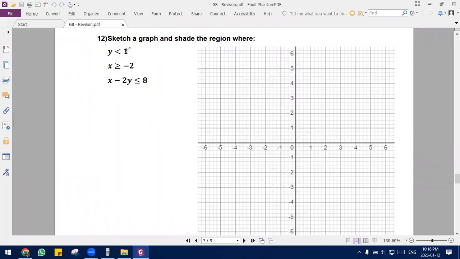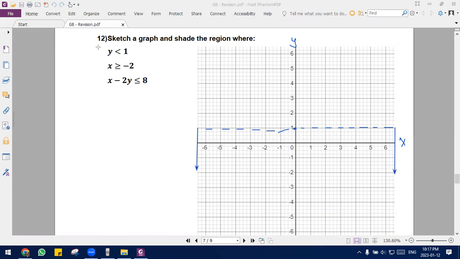First of all, we go to y equal 1. As we said, this is the x value, this is the y value. Y equal 1 is here. How do I draw the line? Horizontally. It's like this, a dashed line. Now it says y less than 1. Less than, so it means I should go down. So I put an arrow like this, so I can know where my region is.